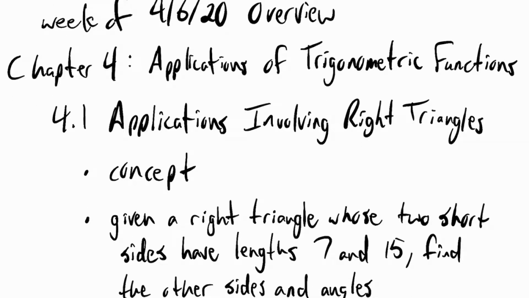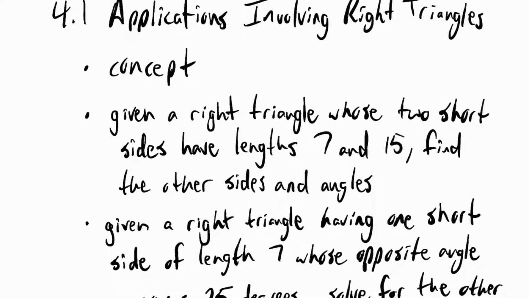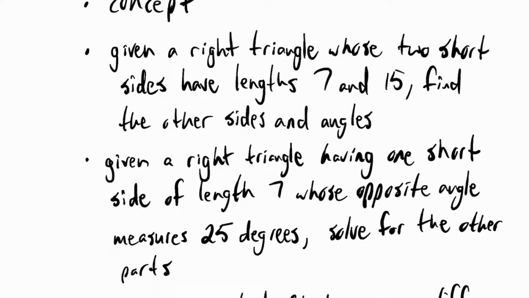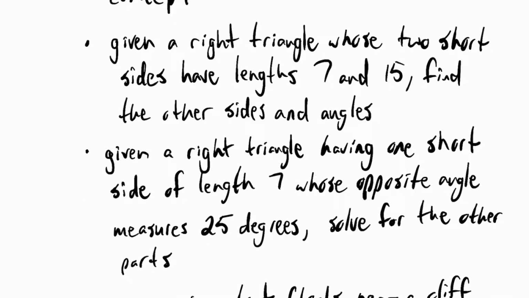In that concept video, I'm going to talk a little bit about some of the broader concepts for the entire chapter, as well as a couple of things specific to this section. Then we'll have two problems that don't seem like application problems, although in a sense they are. It's just we don't have a physical, tangible situation, but we are taking a description of a triangle and finding out the other sides or angles of that triangle.